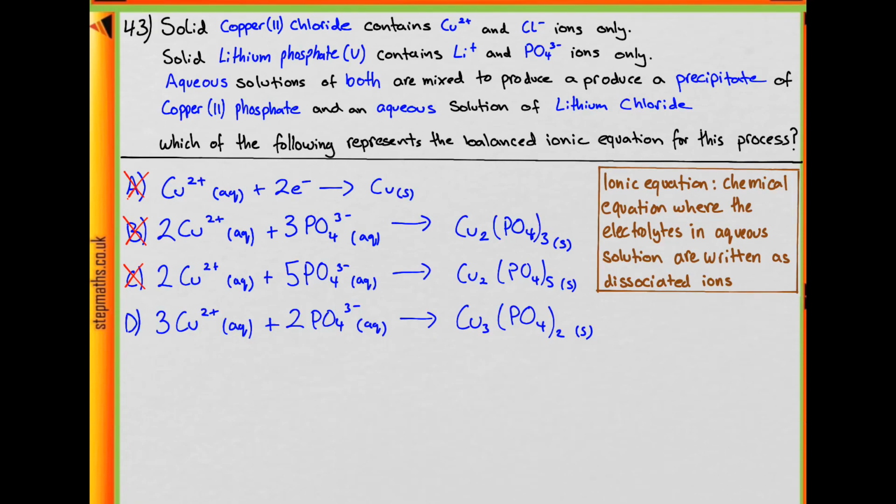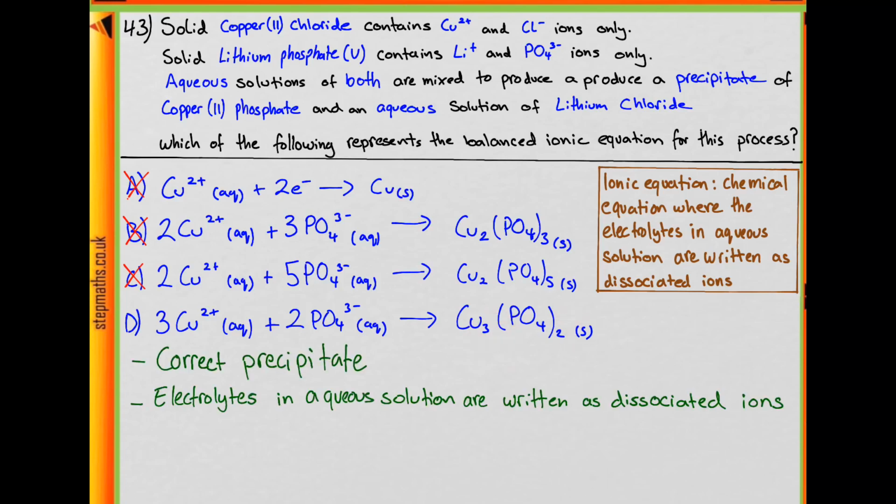So looking at equation D, now we have our correct precipitate. And we have the electrolytes in aqueous solution written as the dissociated ions, and the equation is all nicely balanced. So equation D here is correct.